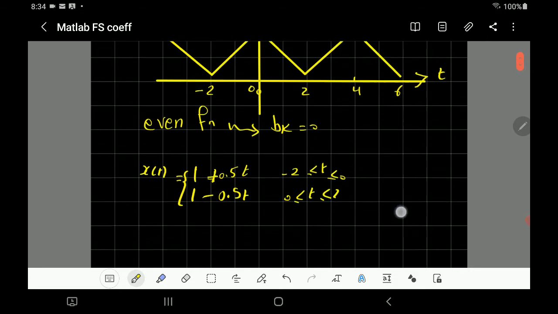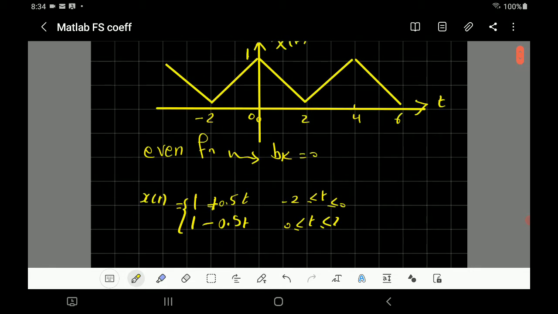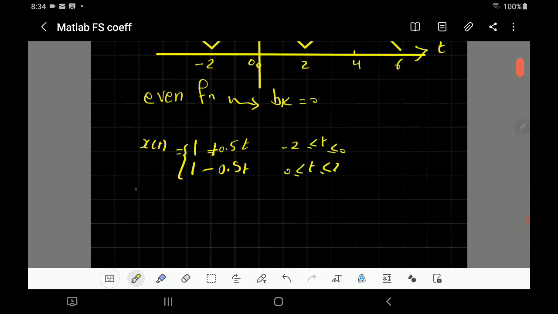What is the period of this signal? Obviously from minus 2 to 2, that would be 4. So the period of this signal is equal to 4 seconds. Once you find the period, you find omega naught, which is equal to 2 pi over T, 2 pi over 4, that's equal to pi over 2. Great, so now we've got the basics.